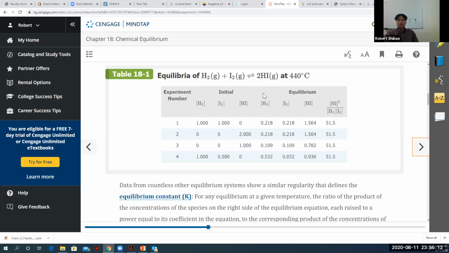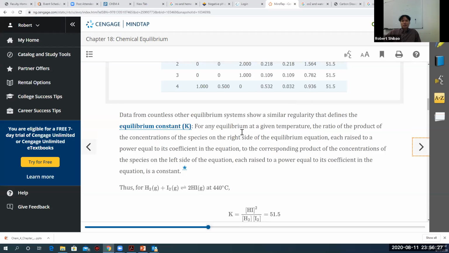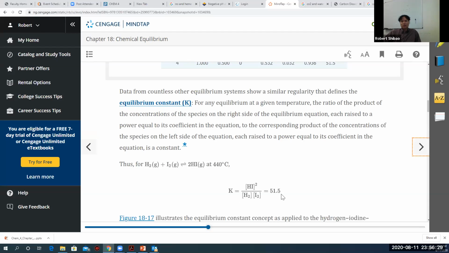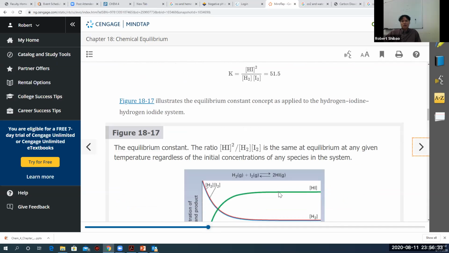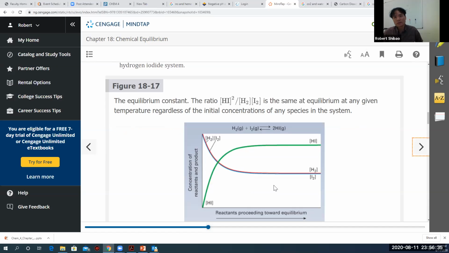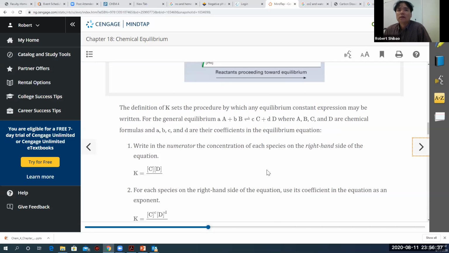And so we can use this ratio to predict where we're going to end up. No matter where we start, we have to end up satisfying this ratio. So this is called the equilibrium constant, K. And it's just the ratio of products over reactants. And so this is K, and it comes out to 51.5. And so we could use that ratio to make predictions and calculations here.